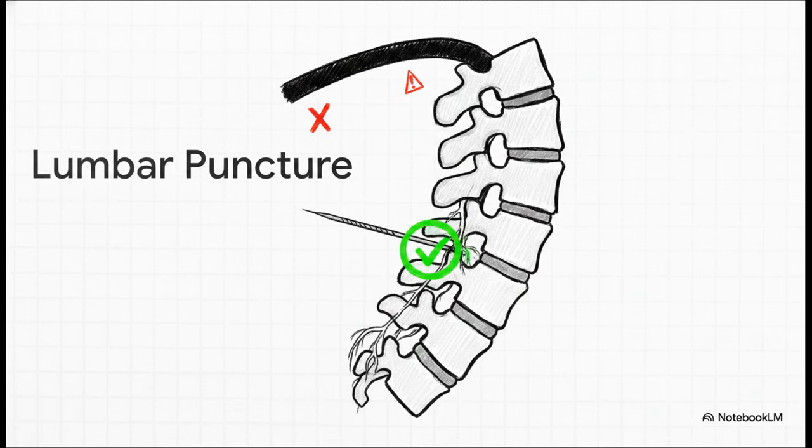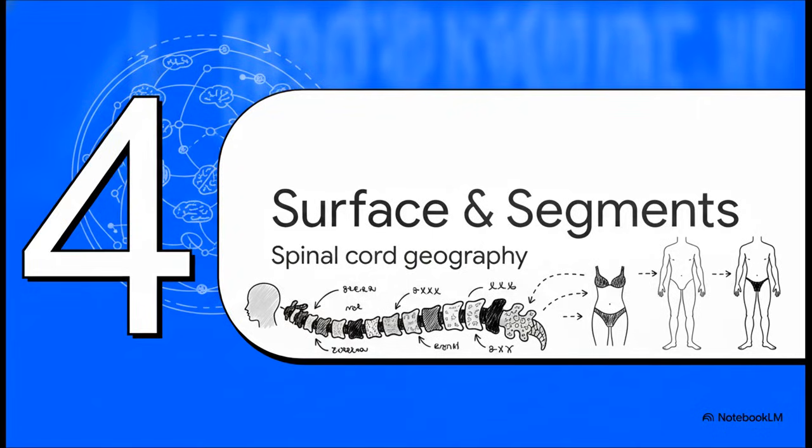If they need to perform a lumbar puncture to draw cerebral spinal fluid for testing, they absolutely must insert the needle below L1. The safest, most preferred insertion site is actually the posterior space between the L3 and L4 vertebrae. At this level, there's no solid spinal cord left to puncture, so you completely avoid mechanical injury to the cord itself.